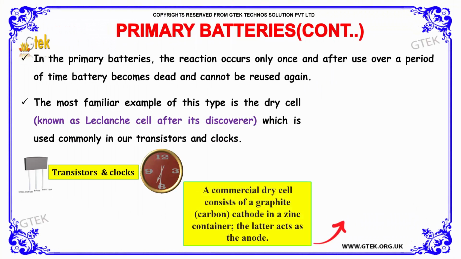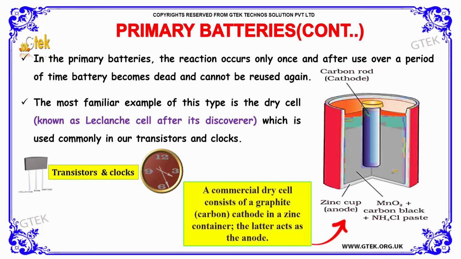So if we see about the primary batteries, in a primary battery, the reaction occurs only once, and after the use over a period of time, the battery becomes dead and cannot be reused again. The most familiar example of this type is the dry cell known as Leclanche cell after its discoverer, Leclanche, which is commonly used in our transistors and clocks.